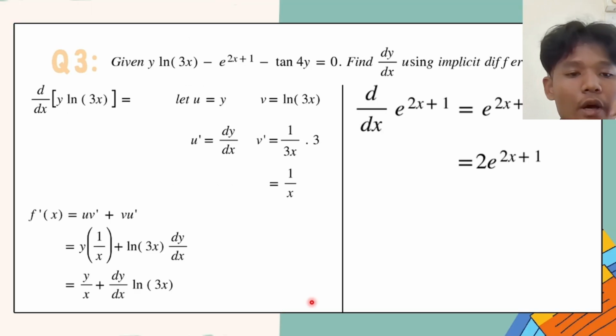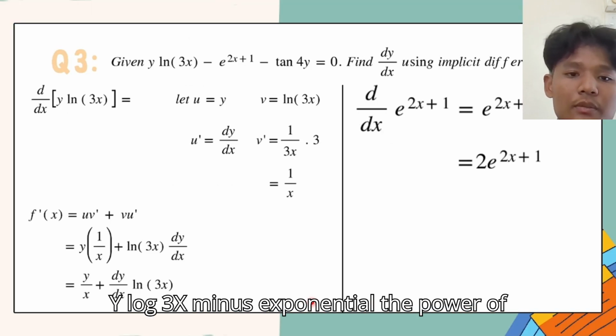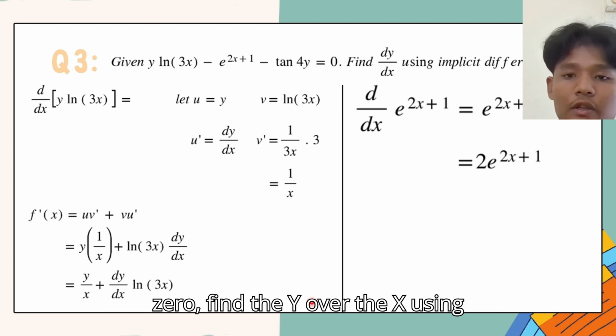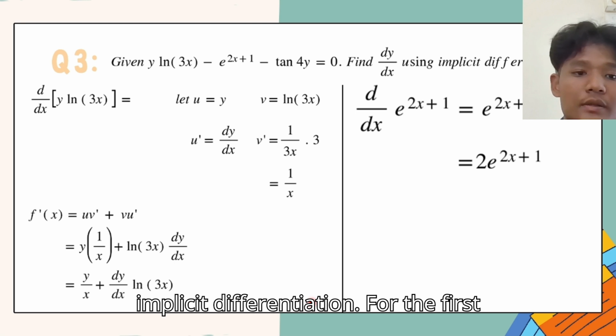Question 3. Given y ln 3x minus e to the power of 2x plus 1 minus tan y equals 0. Find dy over dx using implicit differentiation.